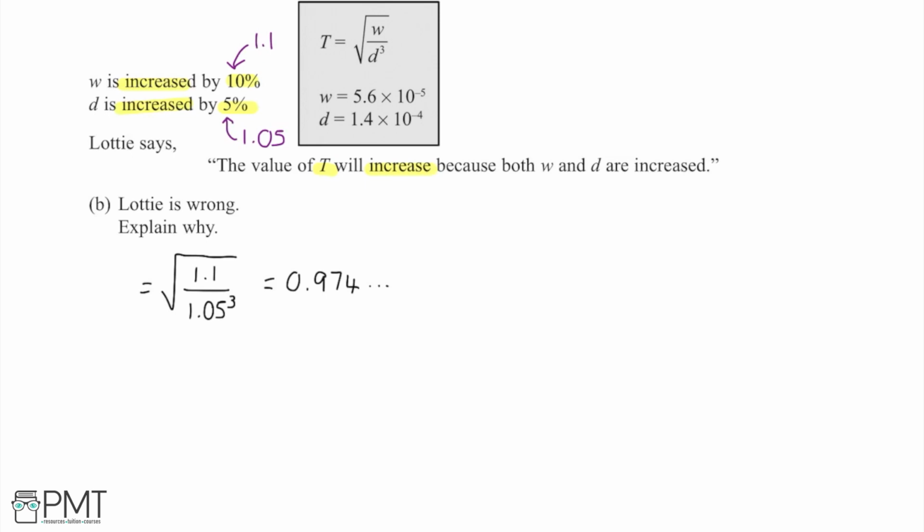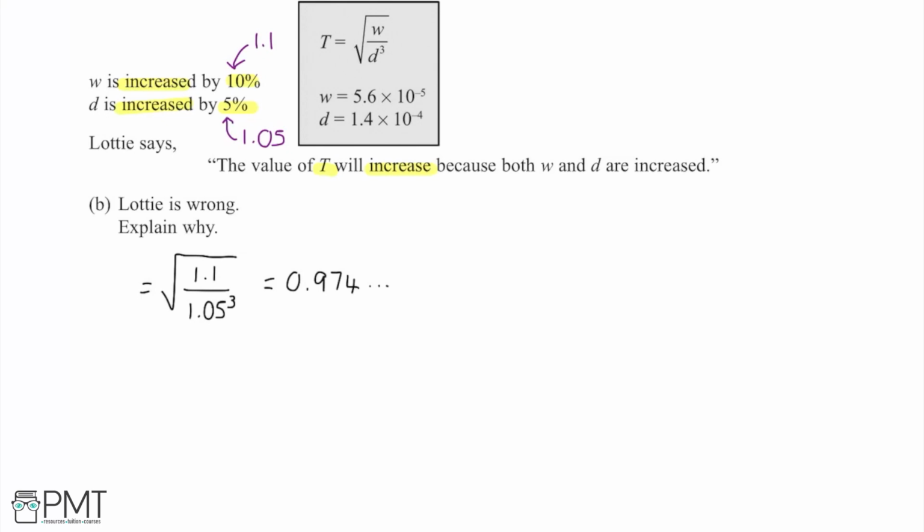Now, noticing here, 0.97 is less than 1, so if we multiply a value by a value which is less than 1, the new value produced is going to be less than the original one. So the new value of t is going to be less than the original because the scale factor is less than 1. This contradicts this statement here, that t will increase, because in fact it will decrease.